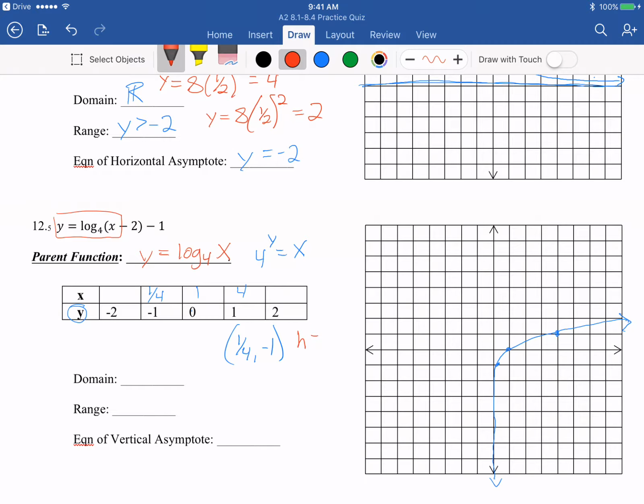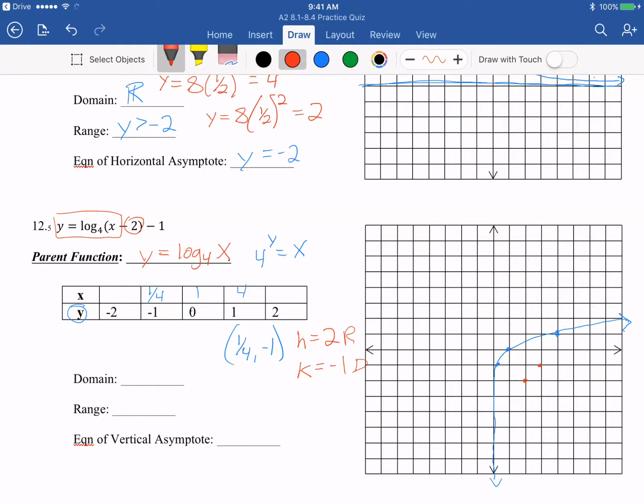So I look at my h, which is going to be the opposite of what it looks like. So it's -2, so it pops out as 2. And my k is -1. All right, so everything's got to move right 2 and down 1 for this guy. So everything moves right 2, down 1, right 2, down 1.